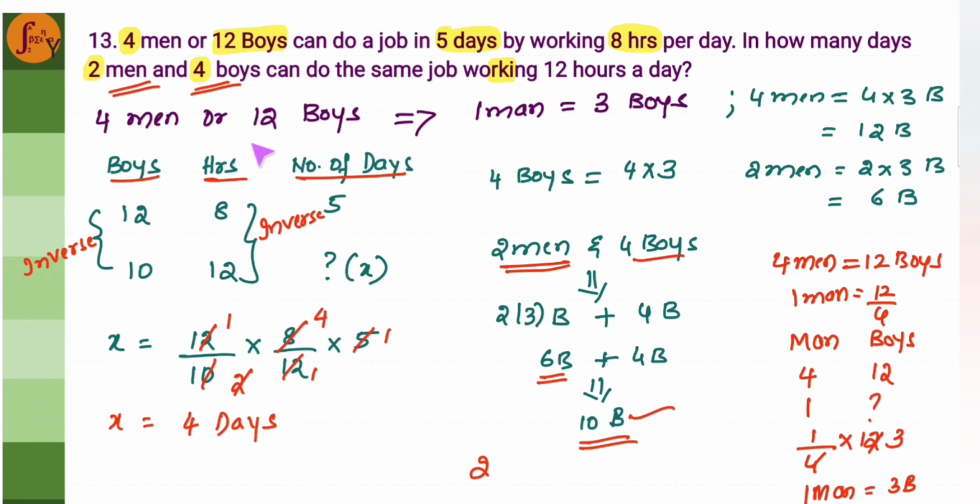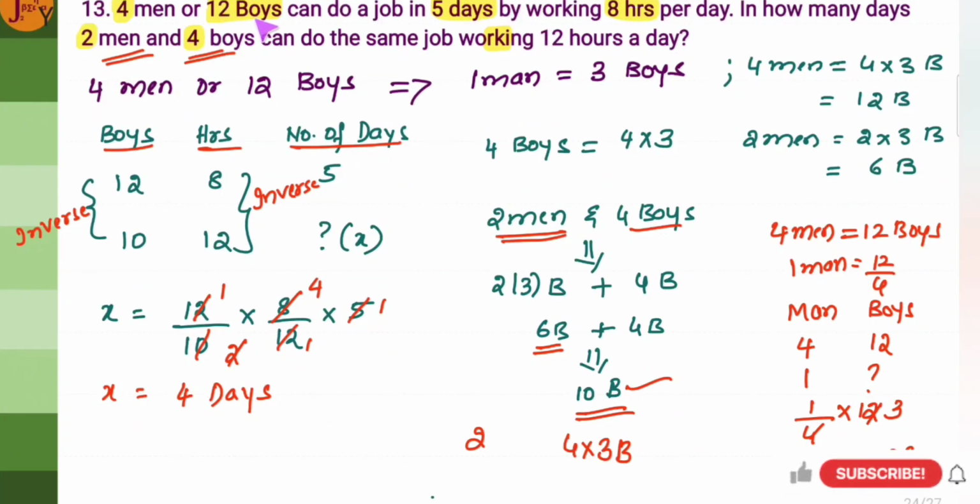Now you'll come back to this. 4 men is equal to 12 boys. It's already given here. So 12 boys can do the work in 5 days, working 8 hours per day. How many days will 2 men and 4 boys, that is, how many days will 10 boys, take if they are working for 12 hours per day?